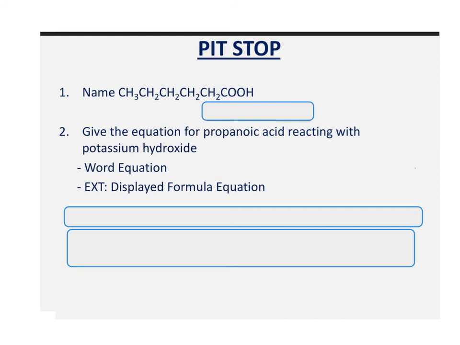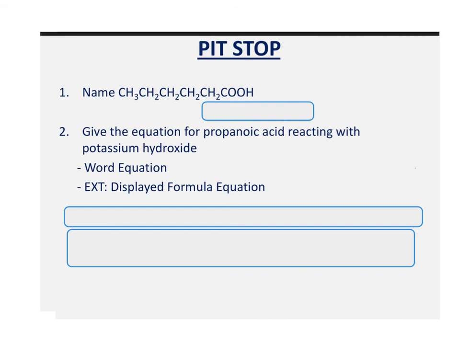So now it's your turn to have a go. Got a couple of questions, one of them easy, one of them not so easy. Name that big molecule and then give the equation for propanoic acid reacting with potassium hydroxide. Can you do it as a word equation and then with the displayed chemical formula? Let's pause and then play again in a couple of minutes when you're done.